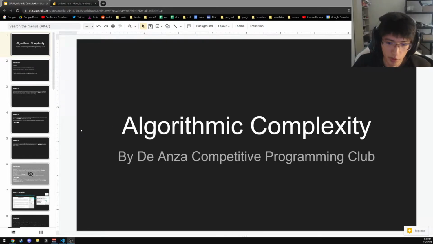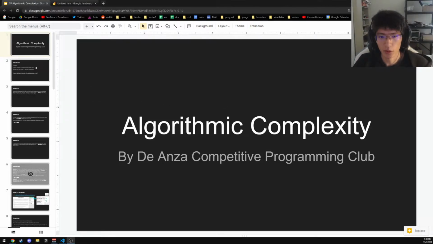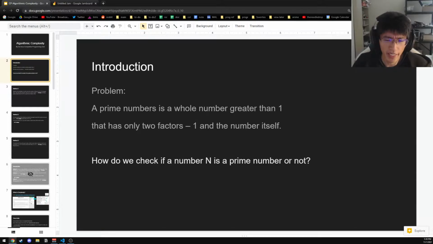Hey, it's Masaki from Dianza Competitive Programming Club, and I'm going to be talking about algorithmic complexity. So let's start with an example. How do we check if a number n is a prime number or not?